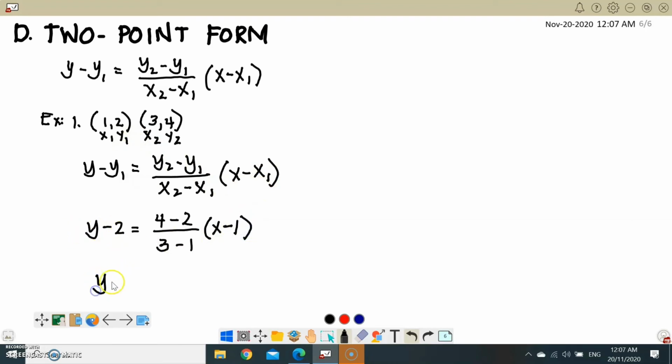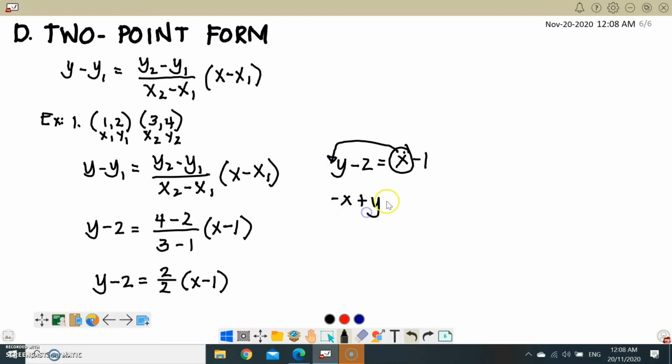So y minus 2 is equal to 4 minus 2, which is positive 2, over 3 minus 1, which is positive 2, multiplied by x minus 1. So y minus 2 is equal to 2 divided by 2, which is 1, multiplied by x minus 1, which is equal to x minus 1. So we transpose x to the other side of the equation, giving you negative x plus y minus 2 is equal to negative 1. So we transpose negative 2 to the other side, giving you positive 2. So we now have negative x plus y is equal to negative 1 plus 2, which is positive 1.